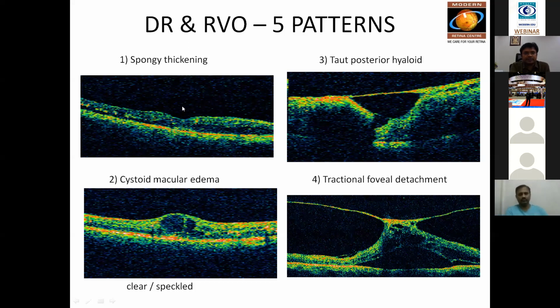What is the importance of this? As there is not much fluid at the center and there is edema away from the fovea, we can do focal laser in these patients. Second one is cystoid macular edema.